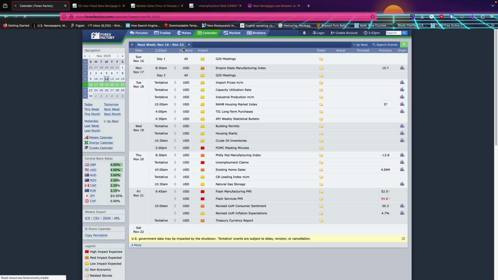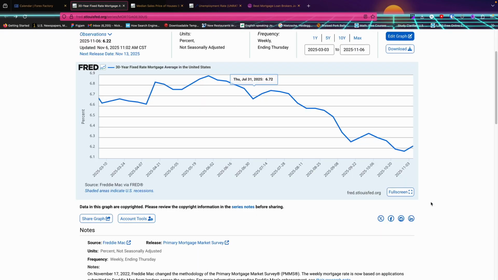But really, in the short-term future, what we want to keep an eye on is probably maybe this manufacturing and services PMI. And then the meeting minutes might have something in it. And if there's anything important, I'll be sure to mention it. Unemployment claims, though, if the government reopens, this will be the first bit of labor data that we've gotten in a while. And then existing home sales for next week. Like I said, the 30-year fix is at a 6.22, which is up from last week's 6.17.